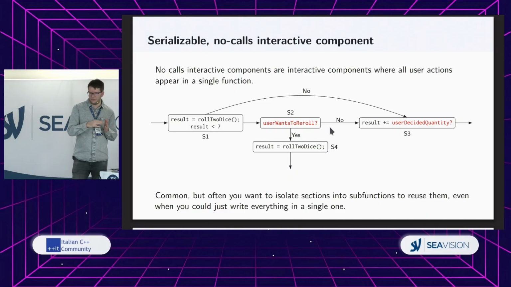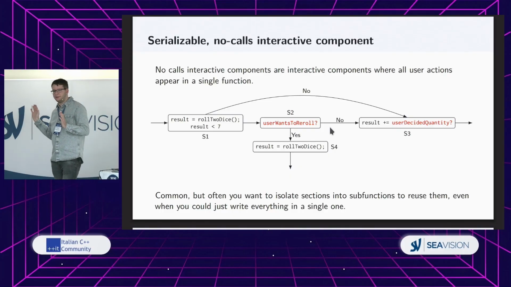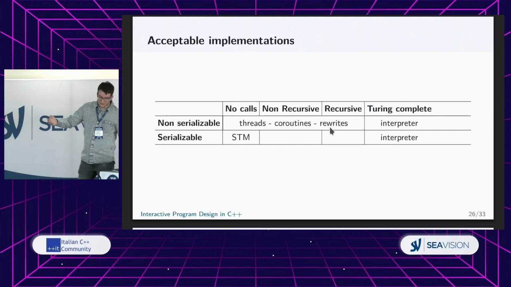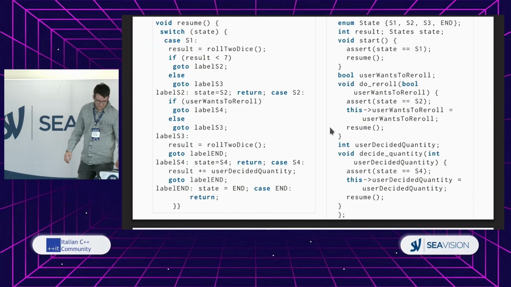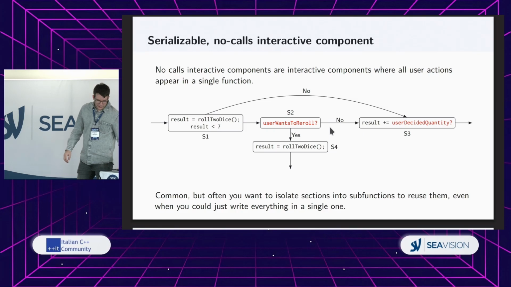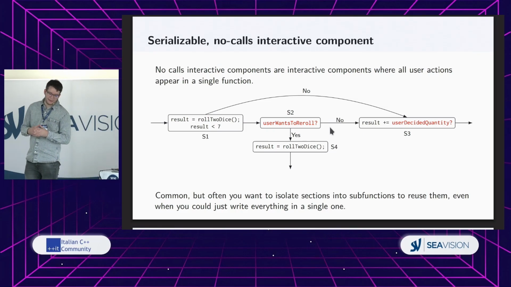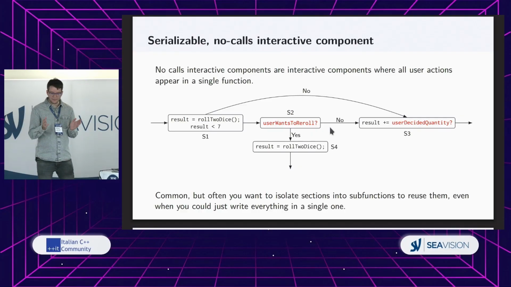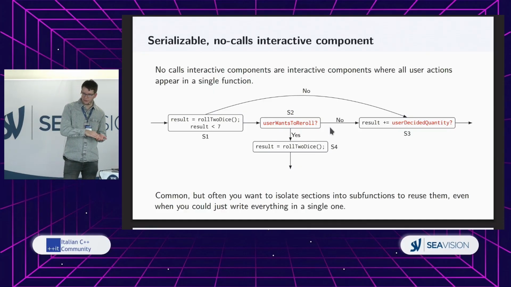It does not mean that there are no functions. It's not just a big function for the entire program. It means that all the user actions appear in a single function. They do not appear in any other part of the program. And in this case, this is the case. Because user wants to reroll and user decided quantity are 2 user actions. They all appear within a single function. And then roll 2 dices is not a user action. It can be a function, and can invoke whatever it wants.